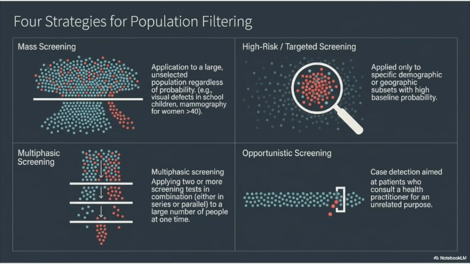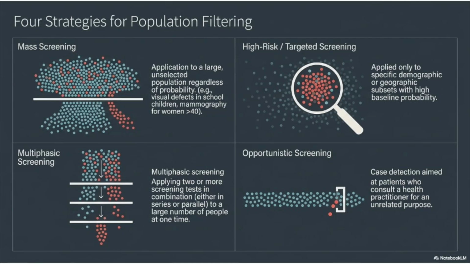The second is high risk or targeted screening. Instead of screening everyone, only individuals with increased risk are selected. For example, screening smokers for lung disease or screening individuals with a strong family history for certain cancers. This approach is often more efficient because the disease prevalence is higher in the selected group.